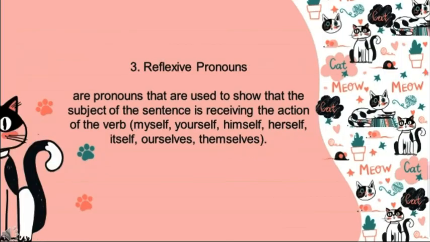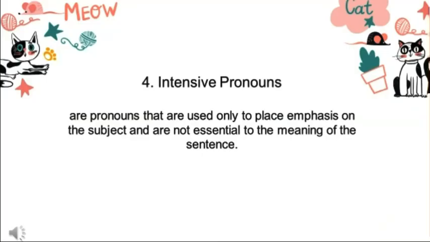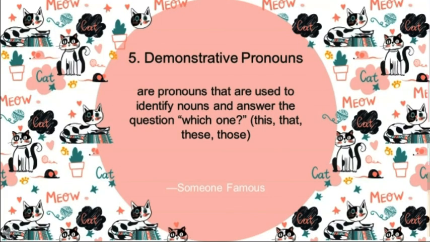The third is reflexive pronouns. Are pronouns that are used to show that the subject of the sentence is receiving the action of the verb: myself, yourself, himself, herself, itself, ourself, and themselves. The fourth is intensive pronouns. Are pronouns that are used only to place emphasis on the subject and are not essential to the meaning of the sentence.